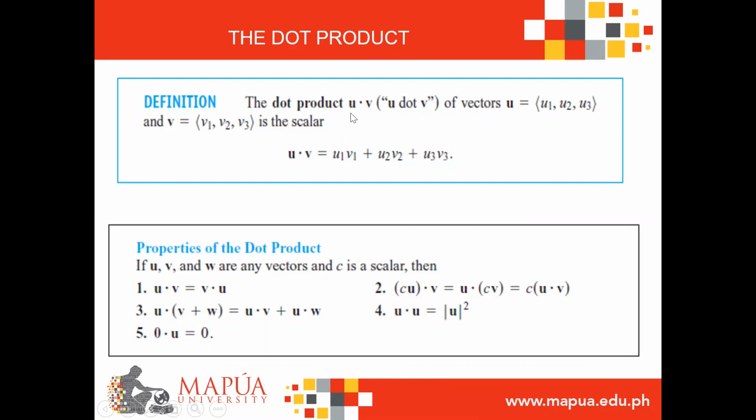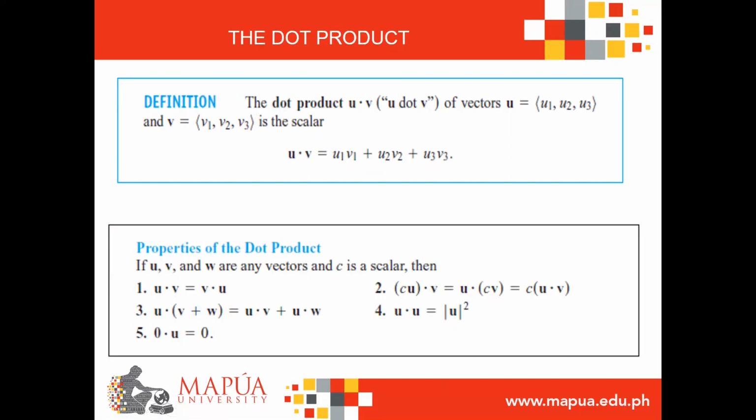The dot product, denoted as u dot v, of vectors u whose components are u1, u2, u3, and vector v whose components are v1, v2, v3, is the scalar u dot v equals u1 v1 plus u2 v2 plus u3 v3. So in other words, the dot product of the two vectors u and v is just multiplying the components of your two vectors in their respective positions as well as adding them.